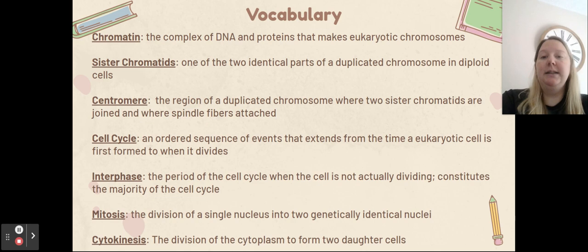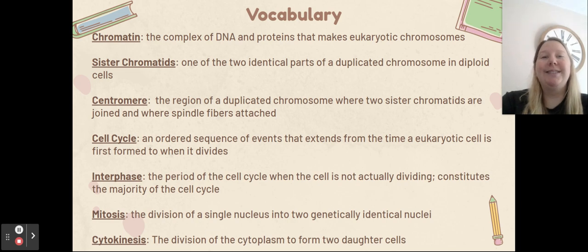Sister chromatids. This is one of the two identical parts of a duplicated chromosome. A centromere is a region of the duplicated chromosome that appears to pinch where the two sister chromatids are joined and where our spindle fibers will attach.